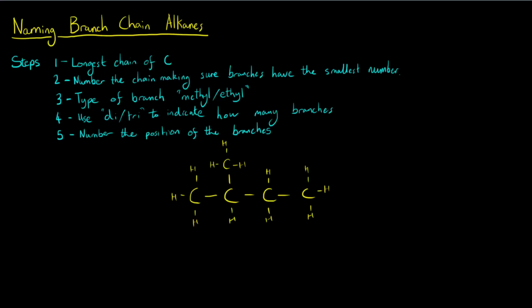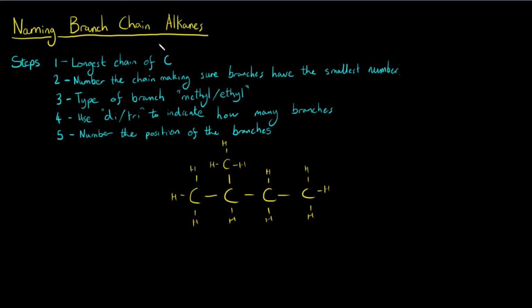Now it wouldn't just be as simple as looking at the number of carbons and then writing down something like pentane. That would be wrong because pentane would be 5 carbons in a straight line. This has 4 carbons in a straight line and a branch. So we're going to have to go through some steps here to get the correct name. So let's have a little look at these steps then.